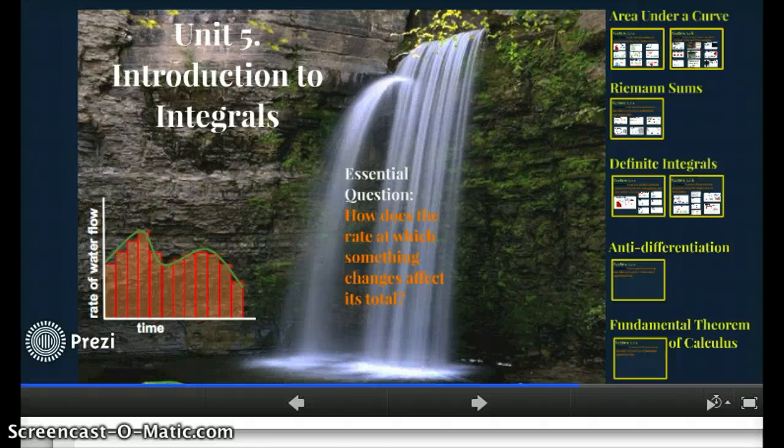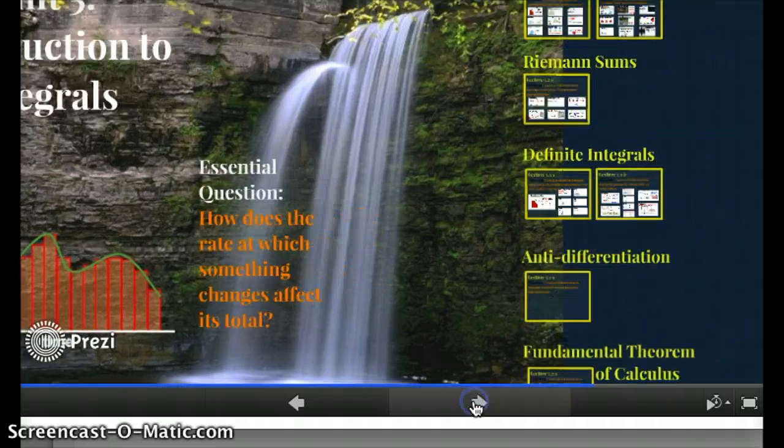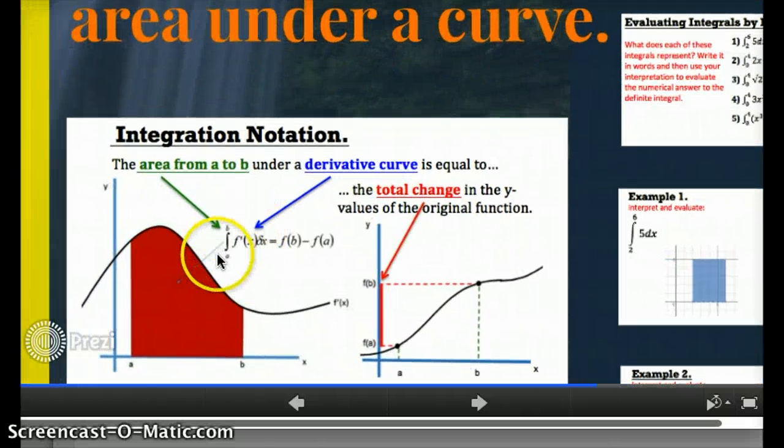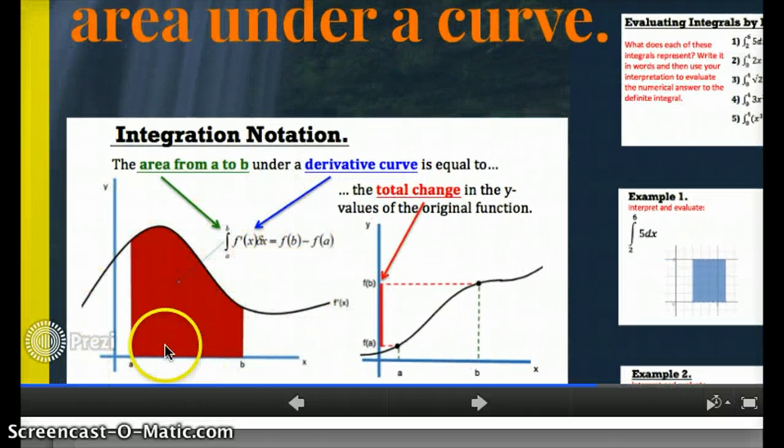Welcome back to Unit 5. Before leaving on break, we were starting to talk about definite integrals. And what we saw was a discussion of how integral notation, which looks like this elongated S, is a way to represent the area under a curve.